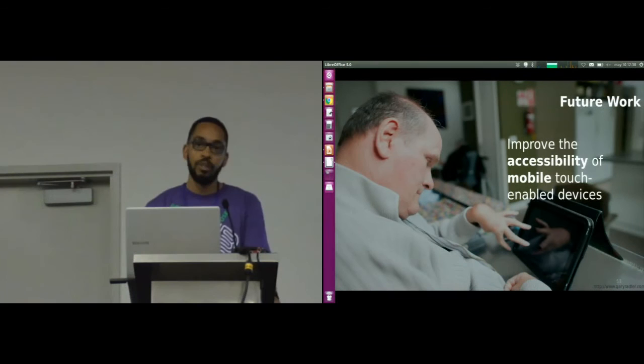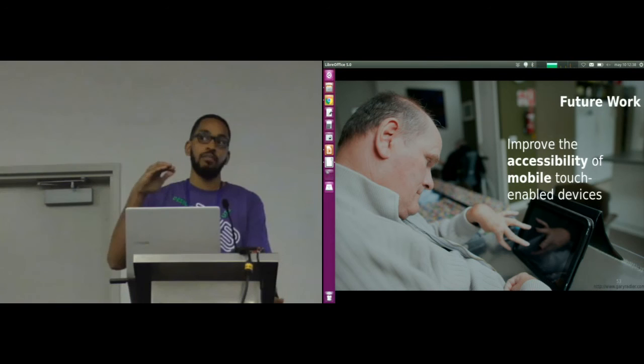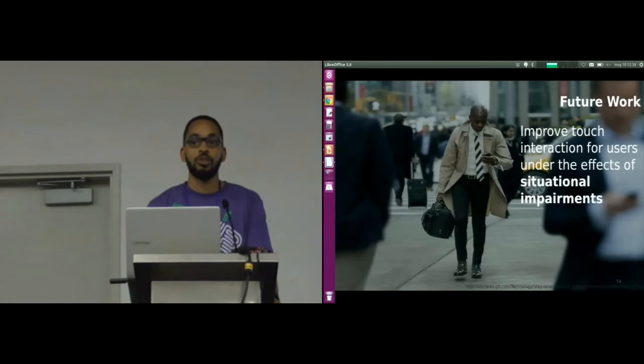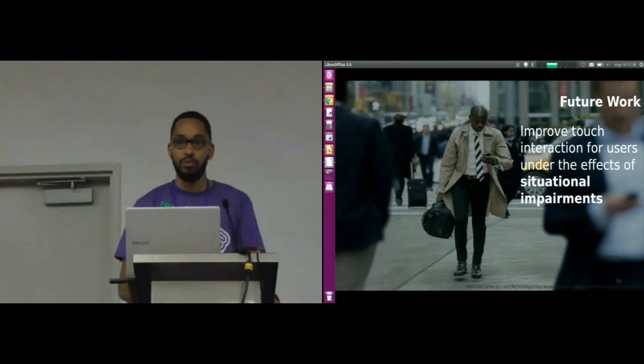For our future work, we also want to look at improving accessibility in mobile touch-enabled devices. There are going to be some differences between the touch behaviors compared to a tabletop, compared to a mobile device like a smartphone or tablet. So we want to find those differences and design to eliminate them. And then we're also interested in improving touch interaction for users with situational impairments. If you're on your smartphone and you're walking, we know that you're less accurate. So we also want to see if we can provide benefits for people in those situations as well.